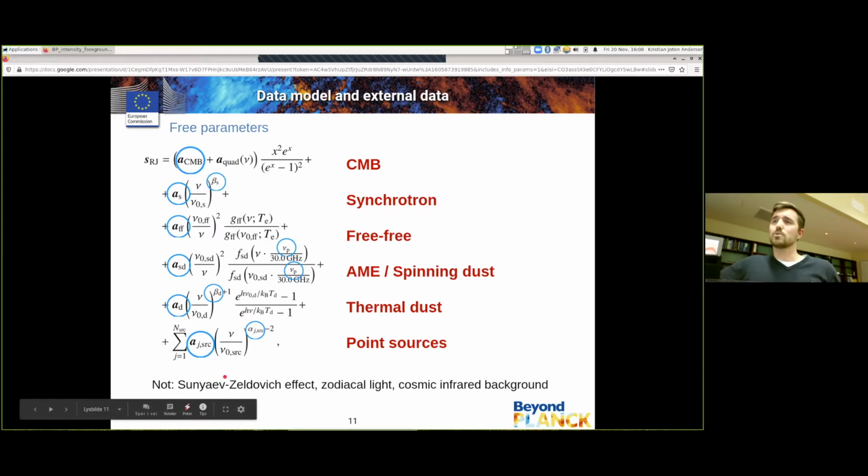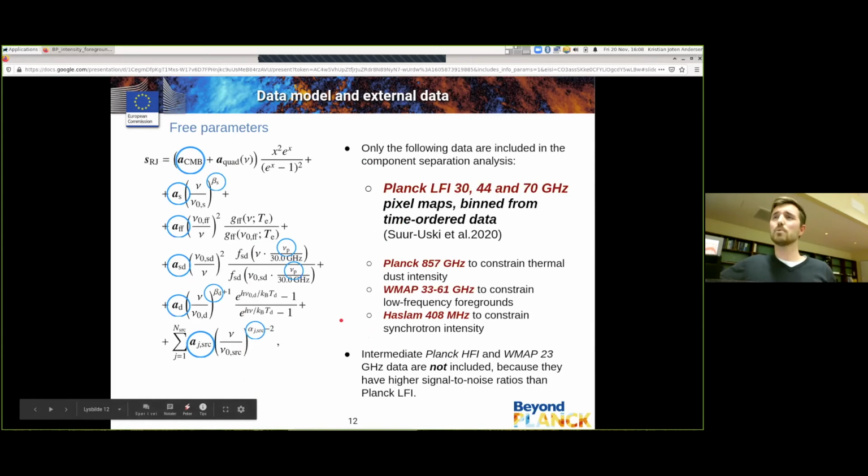We do not include the Sunyaev-Zeldovich effect, the zodiacal light emission, or the cosmic infrared background, as we don't have the signal to noise with our setup to constrain these parameters, and their effect at the LFI frequencies is almost negligible. So what data do we use in our analysis?